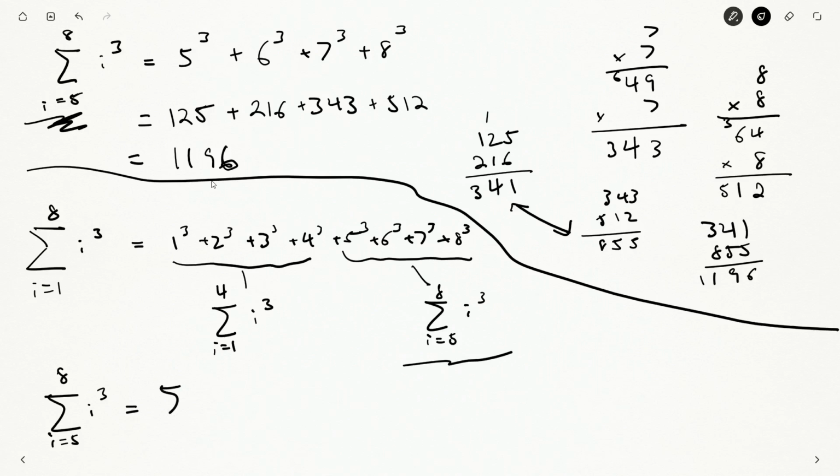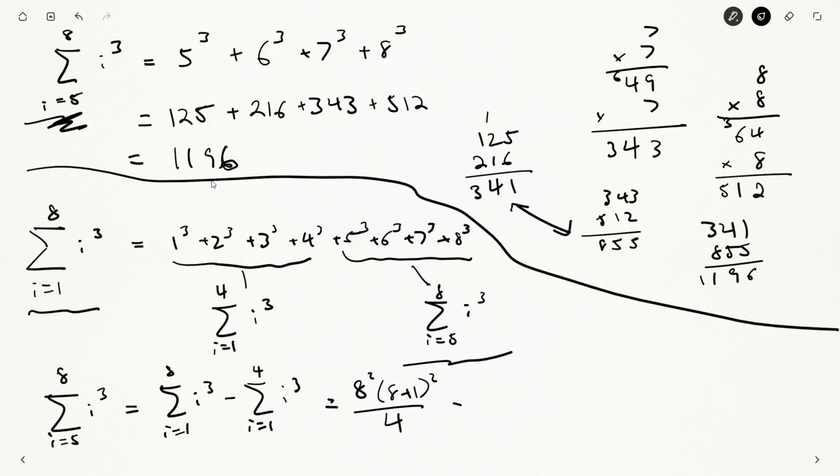Thing that I want, thing that I know, minus this other little bit. But as I look at it, this also starts at 1 and goes up to a certain number and is adding up cubes. I have a formula for that too. The formula you might remember for adding up cubes that go up to 8 would be 8 squared, 8 plus 1 squared all over 4. If they go up to 4, it'll be 4 squared times 4 plus 1 squared all over 4.